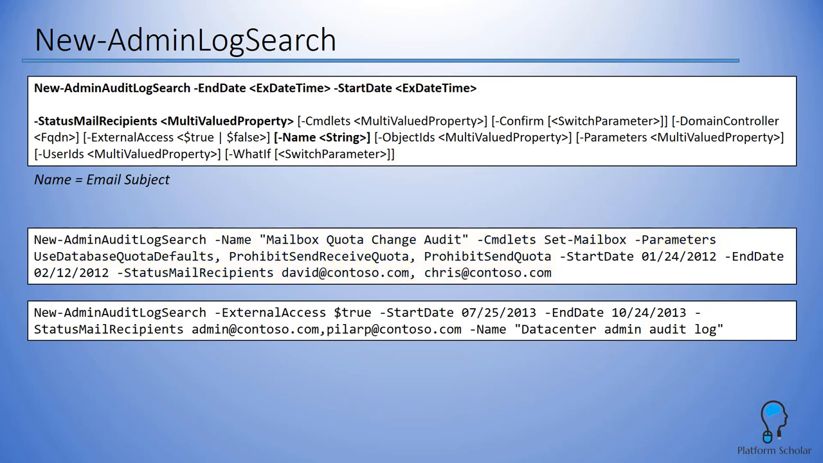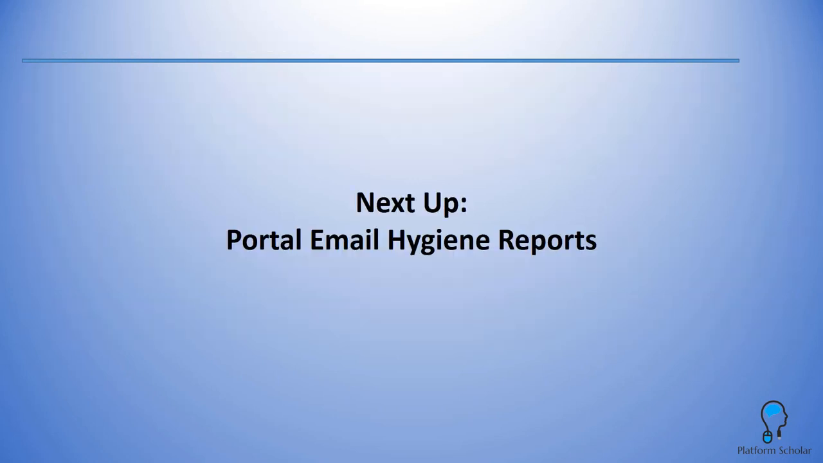In the second command, we're looking for any external users who ran admin commands between the 2 dates listed. This will show any changes made to the Exchange Online environment by either Microsoft or Microsoft partners who have been granted delegated access. Next up, Email Portal Hygiene Reports.